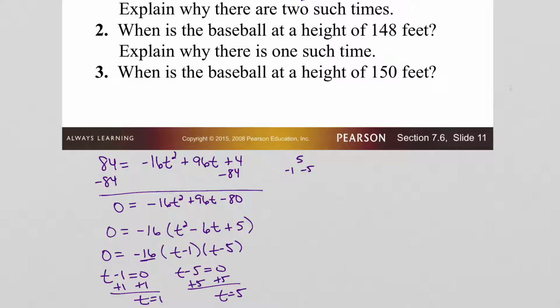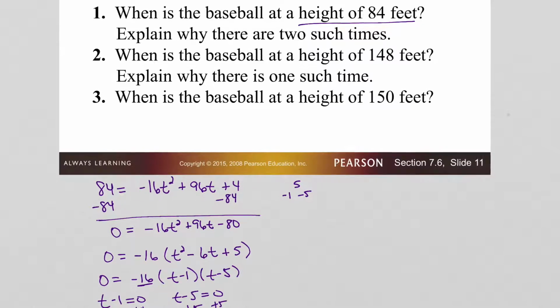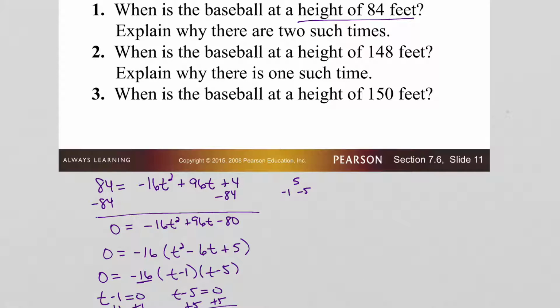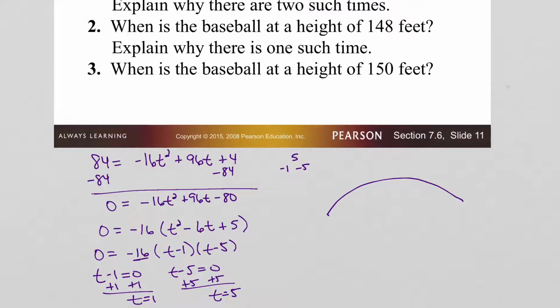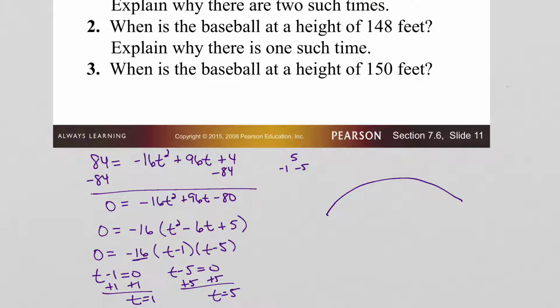Alright, I get 2 answers here. Think about that for just a second. The question says, when is the baseball at a height of 84 feet? When somebody throws a baseball, the graph of it looks something like this. So actually, this ball is at 84 feet twice, when it goes up and then when it comes down. So number 1 actually has 2 answers. It has 1 second and 5 seconds. Those are my 2 answers for number 1.